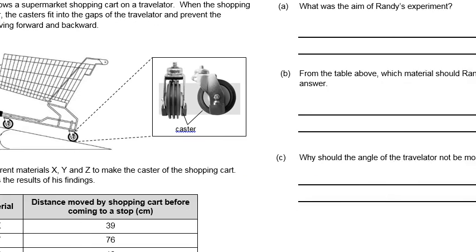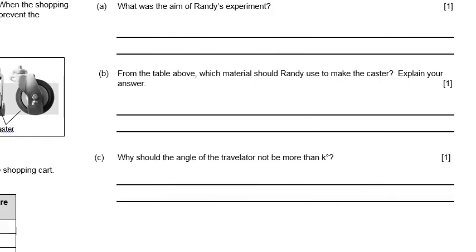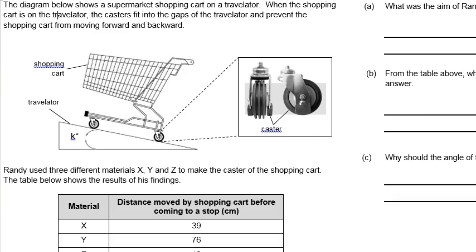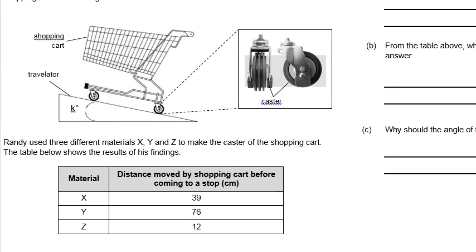So what was the aim of Randy's experiment? Remember, this is a relationship question. What's the aim of the experiment? It's a similar way to find the aim. Just look at the relationship and modify accordingly. So the aim of the experiment is to find out how materials X, Y, and Z each affect the distance moved by a shopping cart before it's able to come to a stop.